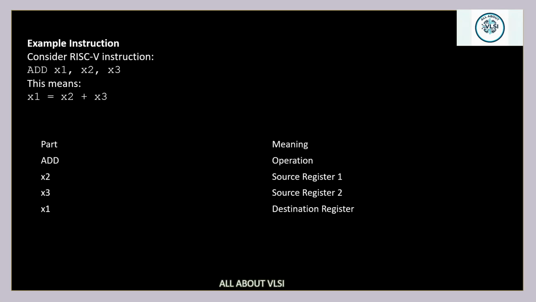So the example instruction which I wanted to discuss here is the simple instruction add x1, x2, x3, which is nothing but x1 is equal to x2 plus x3, where add is my opcode, x2 is my source register, x3 is another source register, and x1 is my destination register. That means I need to perform the operation on the content present inside x2 and x3, and the result will be stored inside my x1 register. So this is how your instruction is going to look, and this is how your instructions are going to have these particular fields.